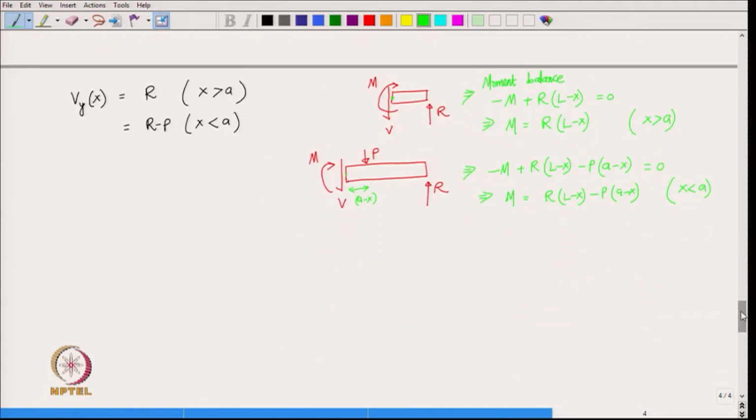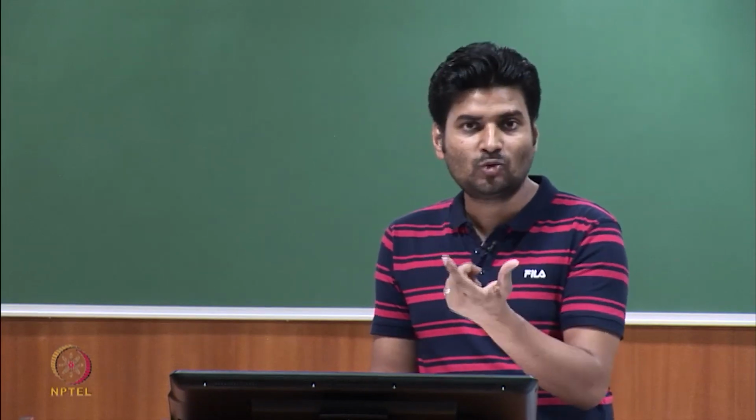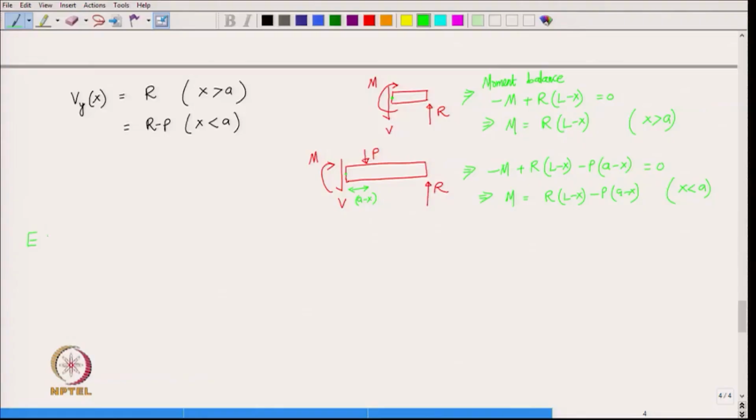Okay, having obtained the shear force and bending moment, we can now write down the energy of the entire beam, correct. So, the energy of the beam, now because the shear force and bending moment formulas are different for two segments of the beam, we can divide the integral of the beam into two parts, is not it.